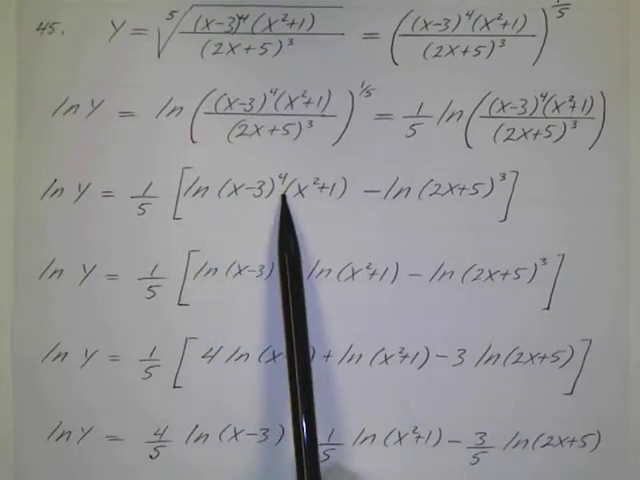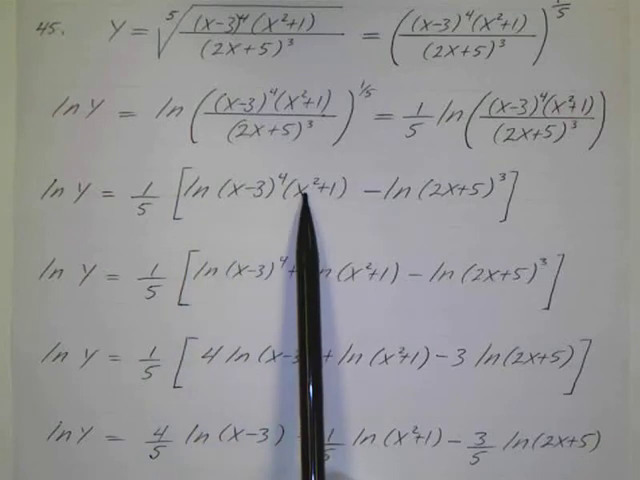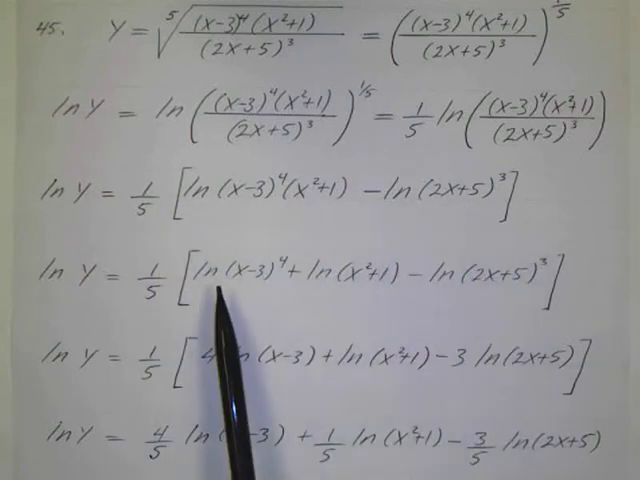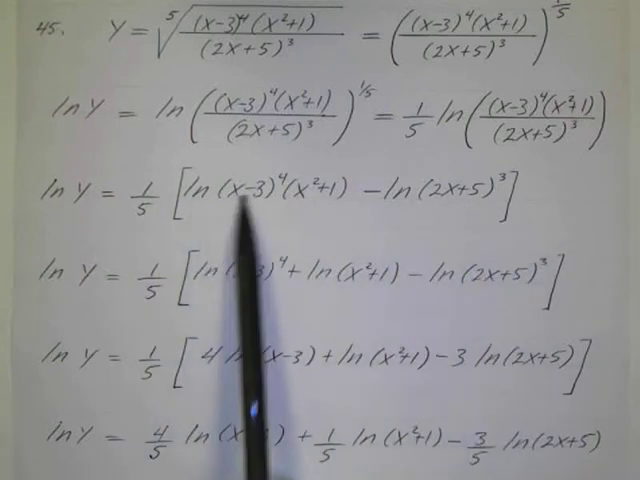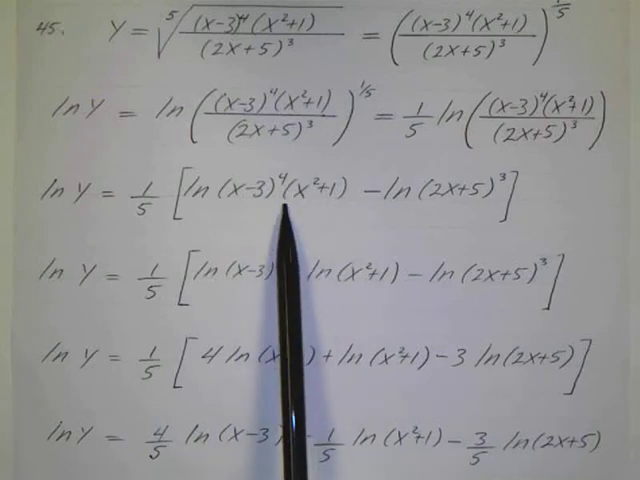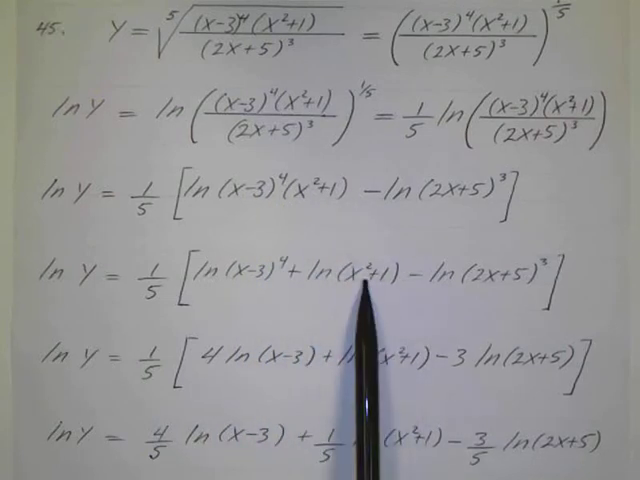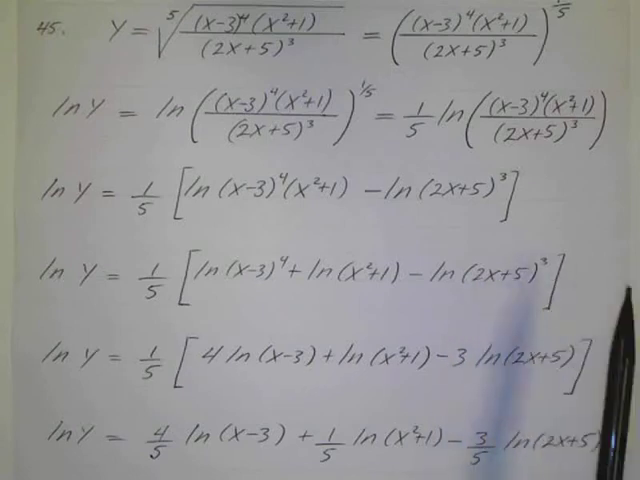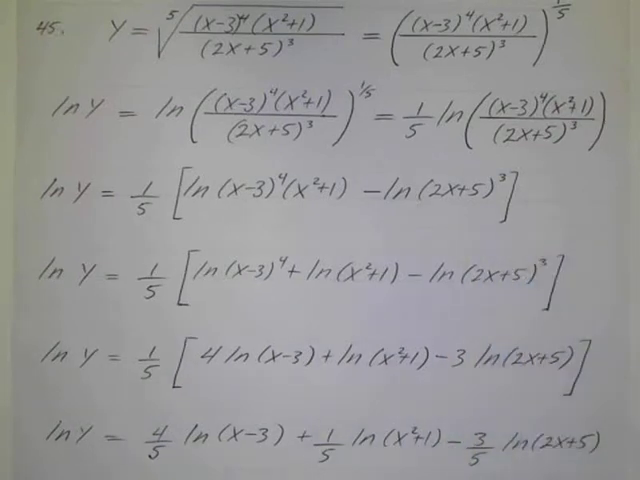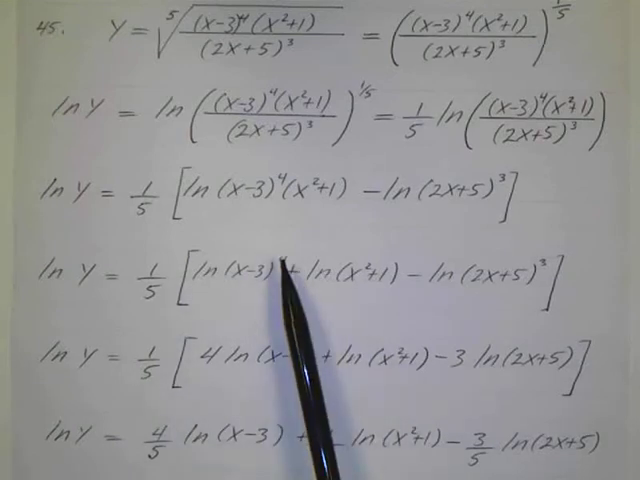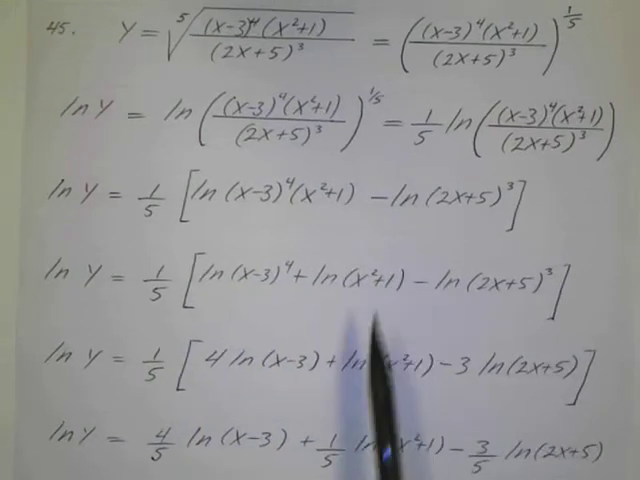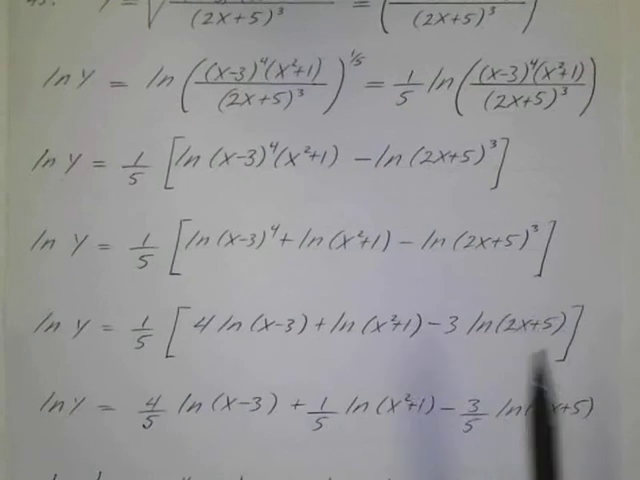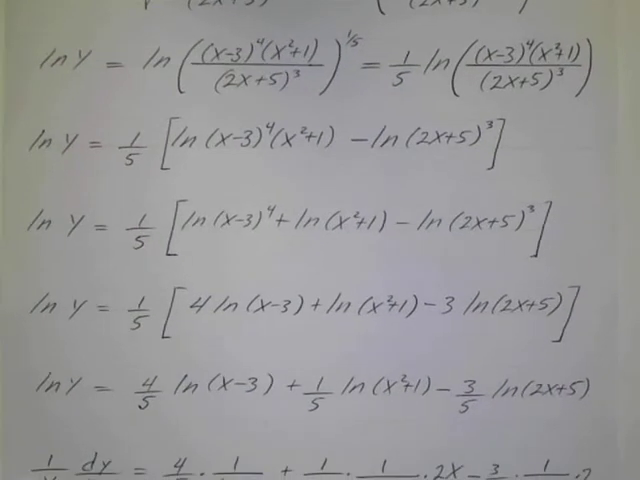I also know that the logarithm of a product is the sum of the logs. So again, I can break this up, the 1/5 staying out front, the log of x minus 3 to the fourth plus the log of x squared plus 1, and then I still have minus the log of 2x plus 5 to the third. That was in the bottom. And then again, we know we can put the exponents in front, so we put 4 in front, no exponent here, and we put 3 in front.